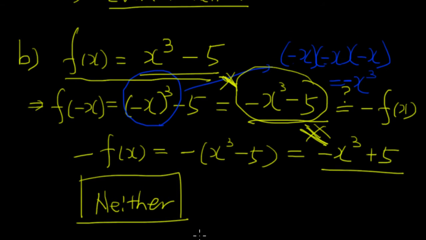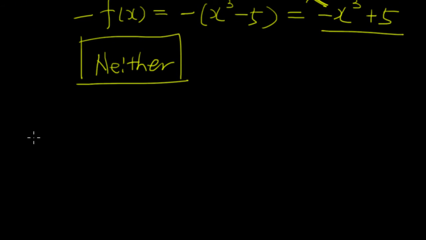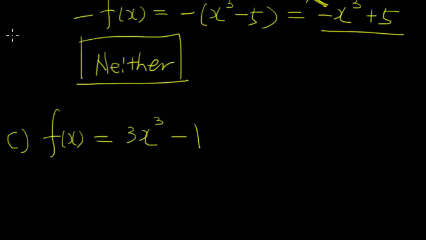Right? That's our answer. It's not even, it's not odd, it's neither. Okay. Let's check one more. Let's say f of x equal to 3x to the third minus 1. Well, say minus x. I think this is better. Okay. Again, pause it, try it, and check the answer together later.